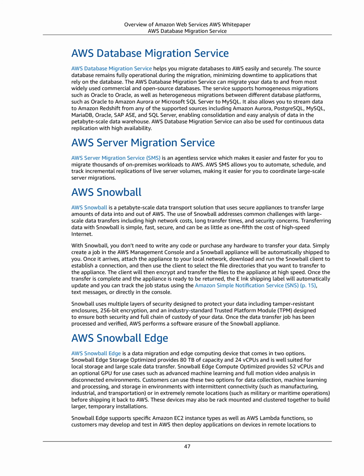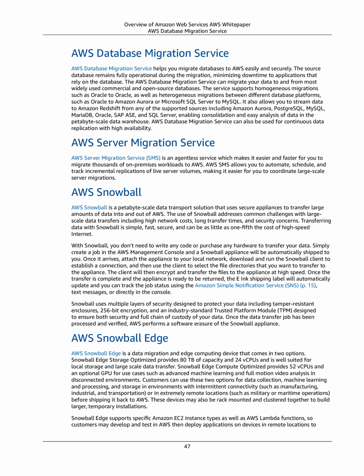AWS Snowball. AWS Snowball is a petabyte-scale data transport solution that uses secure appliances to transfer large amounts of data into and out of AWS. The use of Snowball addresses common challenges with large-scale data transfers including high network costs, long transfer times, and security concerns. Transferring data with Snowball is simple, fast, secure, and can be as little as one fifth the cost of high-speed internet. With Snowball, you don't need to write any code or purchase any hardware to transfer your data.